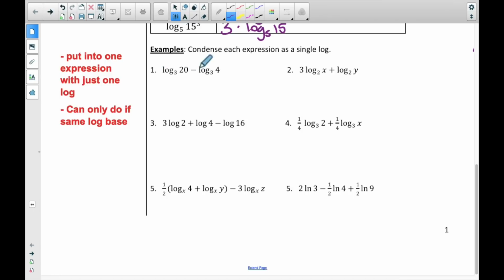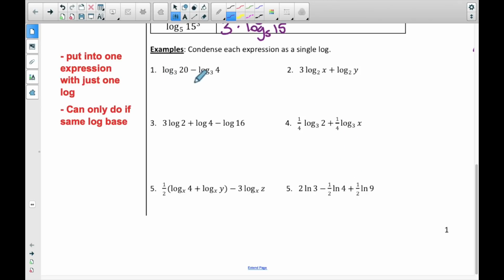So this is condensing. The idea with condensing is to put it all into one expression with just one log. Now, you can only do this if you have the same log base. If this was like log base 3, but this was log base 5, you could not put those together. They have to have the same base. But all of the examples here that I have, I'm double checking, do have the same base, and so that's possible to do.